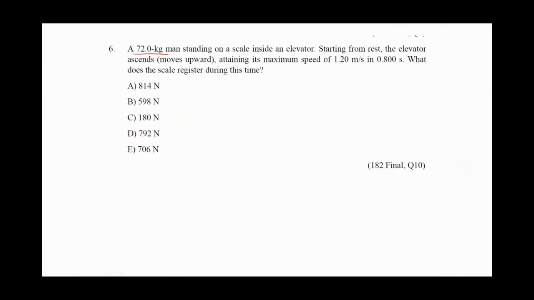A 72 kilogram man, the mass is 72, is standing on a scale inside an elevator, starting from rest, so his initial speed is 0. His mass is given. The elevator ascends, moves upward, so the acceleration is upward, attaining a maximum speed of 1.2 meters per second. So this is the final speed, 1.2 meters per second, in 0.8 seconds. What does the scale register during this time? We need the scale reading. Of course, the scale reading is N.